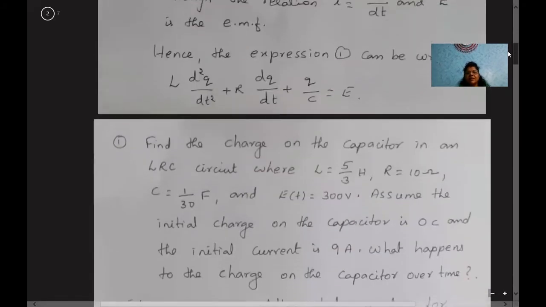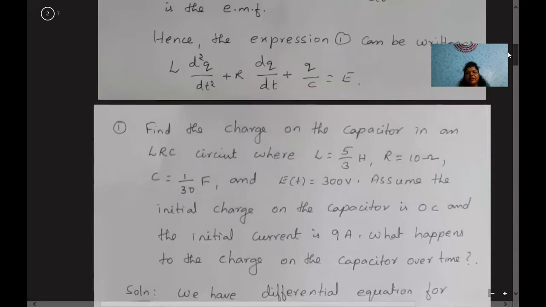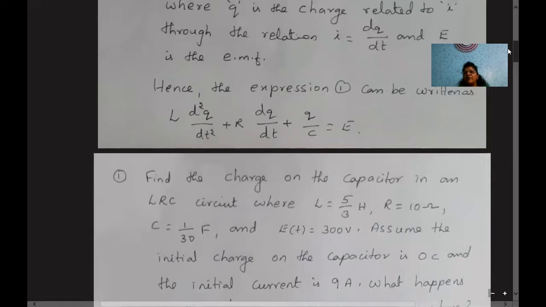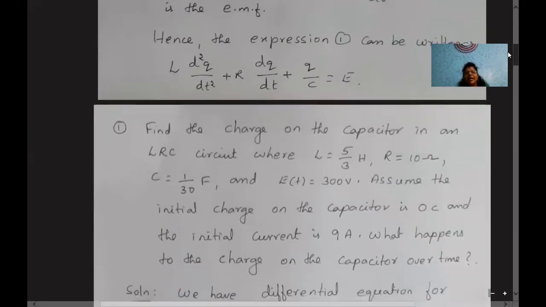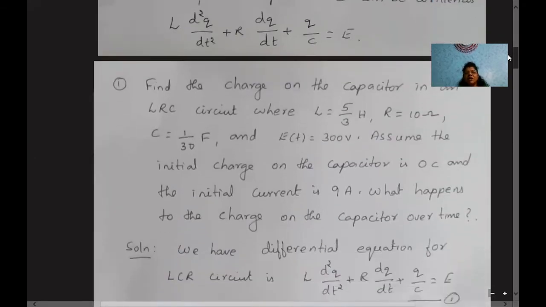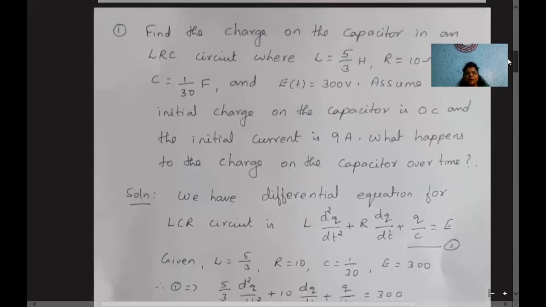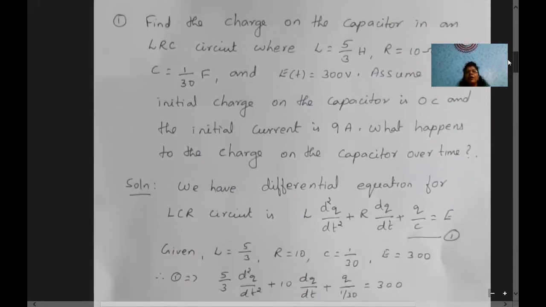This is the second order linear differential equation which consists of the inductance L, R the resistor, C the capacitance, E the EMF, Q the charge. The relation between the Q charge and I current is I is equal to dq by dt. Let me move on to the problems.